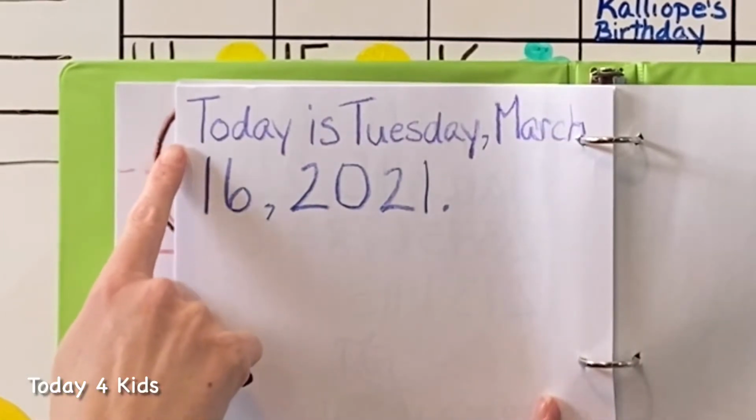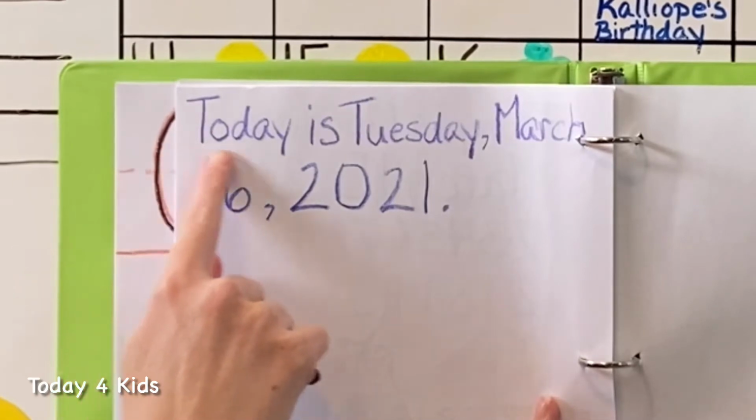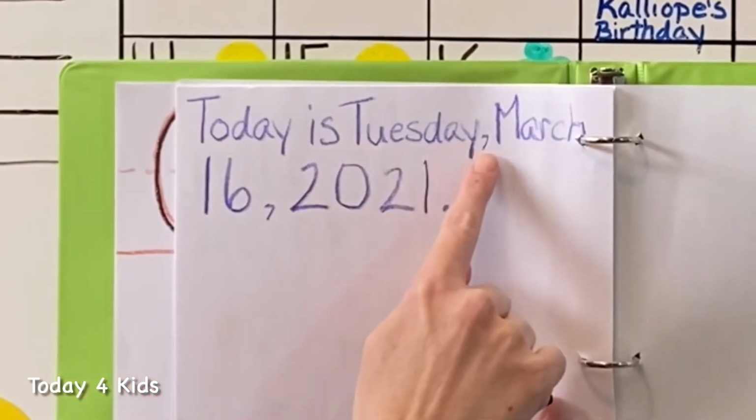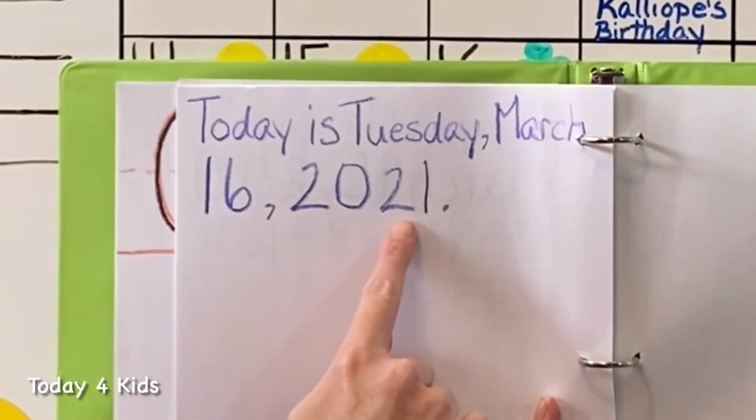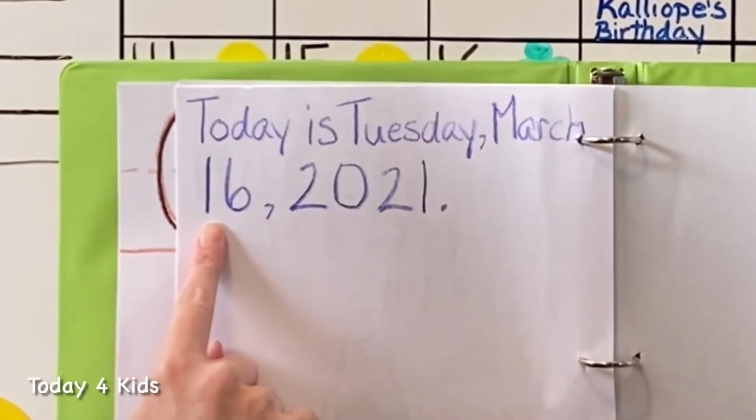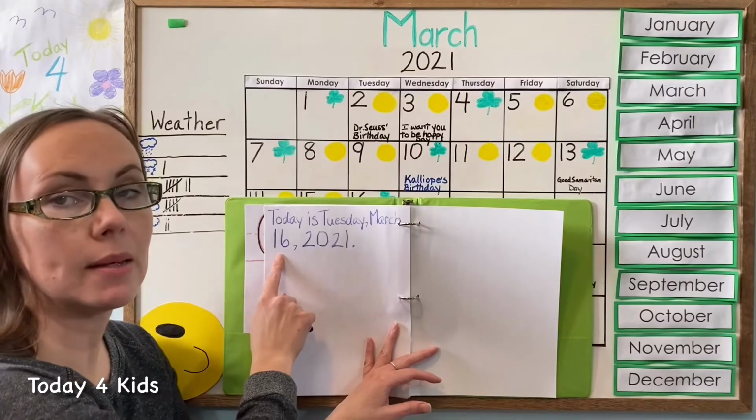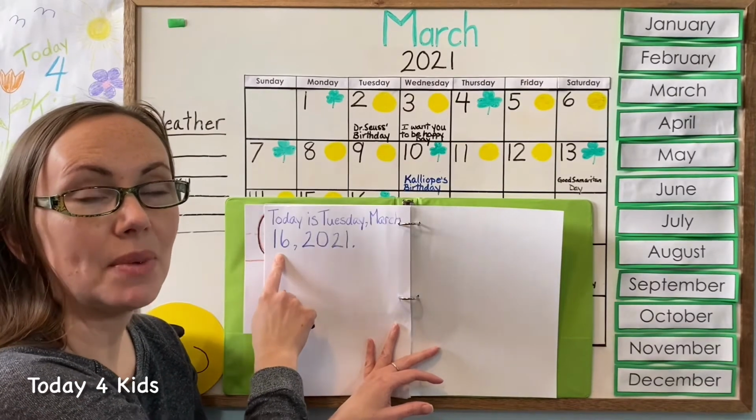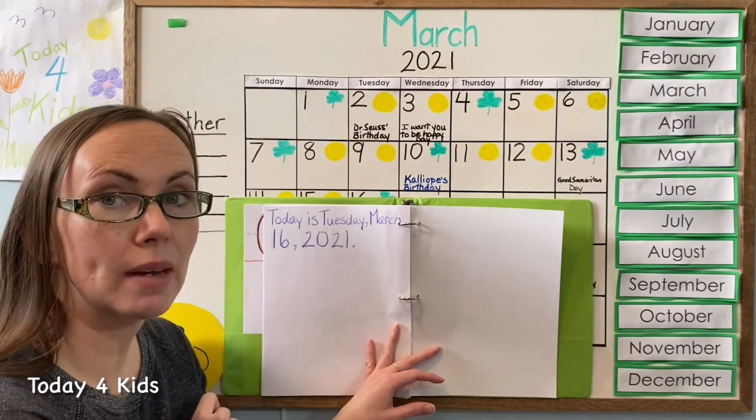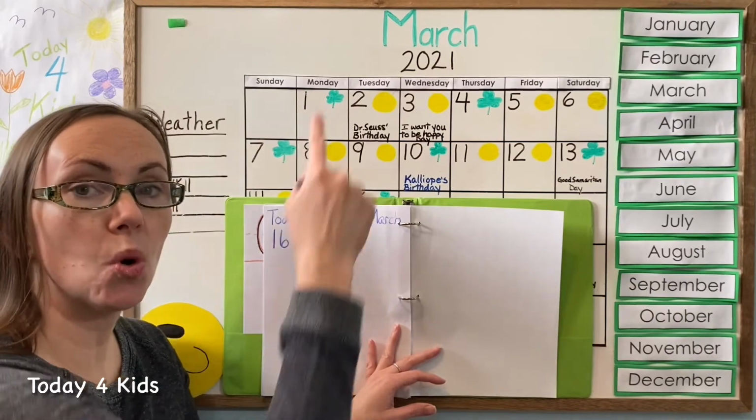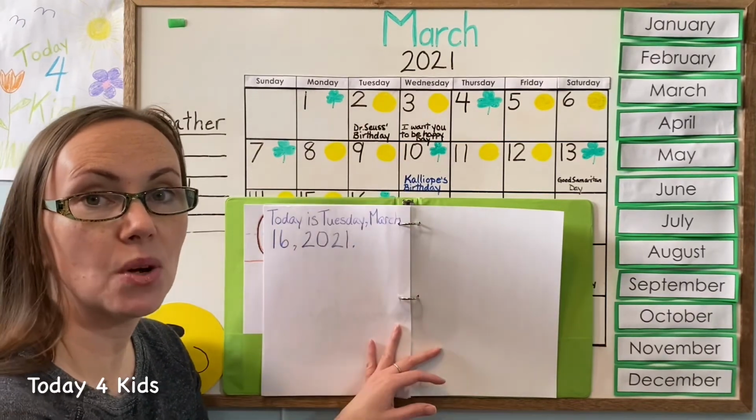Can you say the whole sentence with me? Today is Tuesday, March 16th, 2021. And next I'm going to make all my numbers up to the number 16 because I want to practice my numbers every day so I get really good at them. And you can practice your numbers too. You can do it on your paper or you can do it in the air with me as we go along. Are you ready?